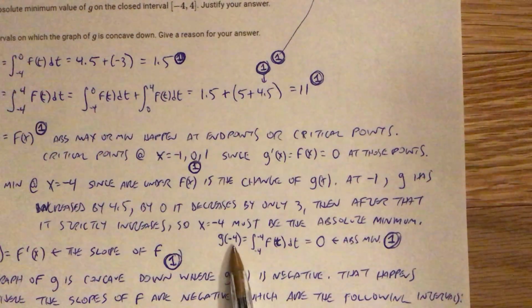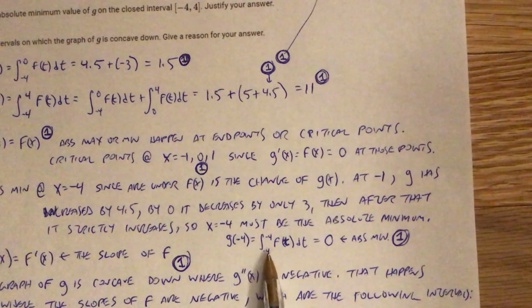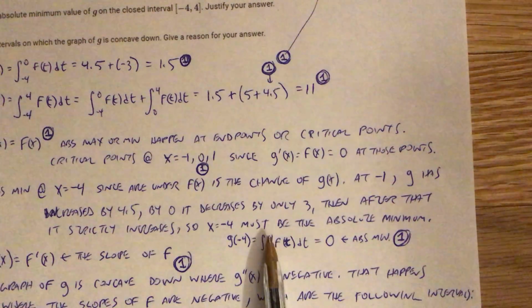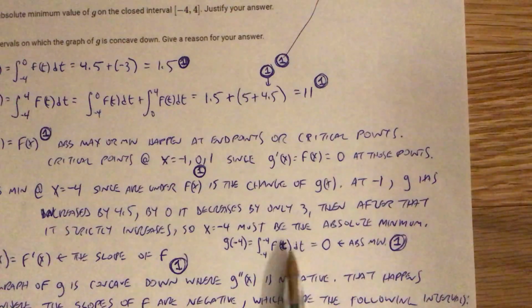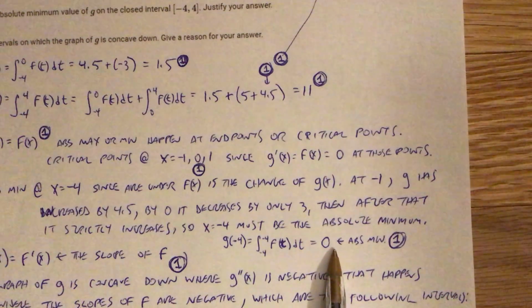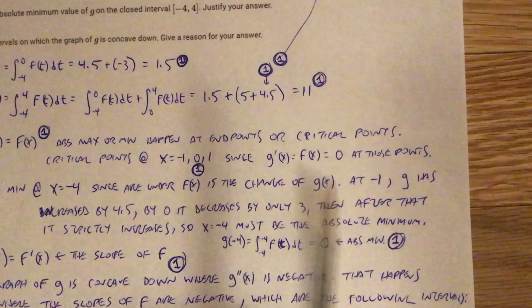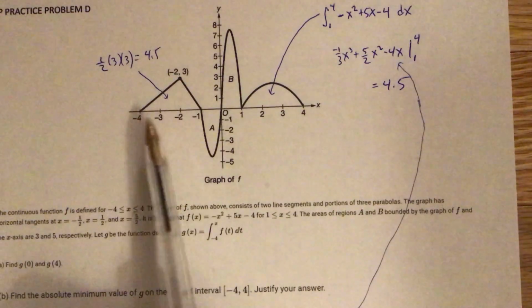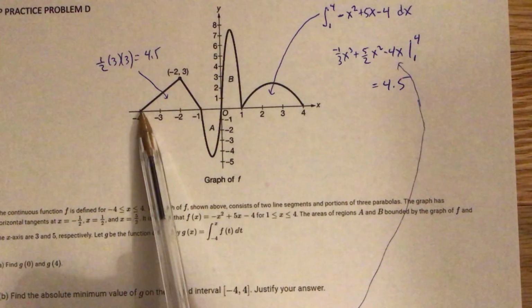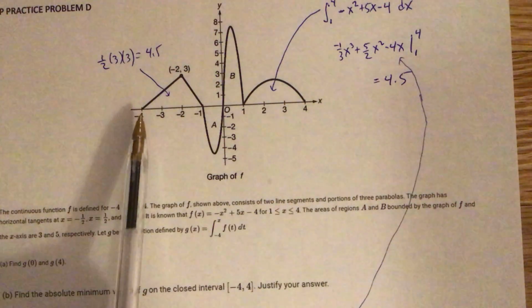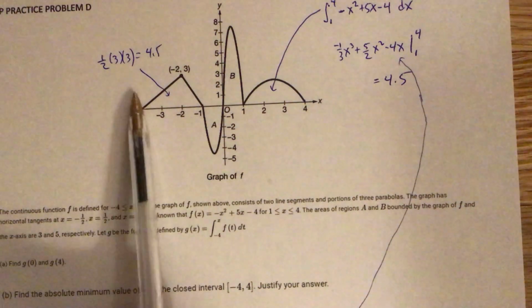Well, it's g of -4, which is the integral from -4 to -4. Now, if you start somewhere and end in the same place, you didn't accumulate any area. So it comes out 0. So the absolute minimum of g is where it started at 0. And once again, you could just go and get all the function values from there, because g, now f happens to also be 0, but g is 0.